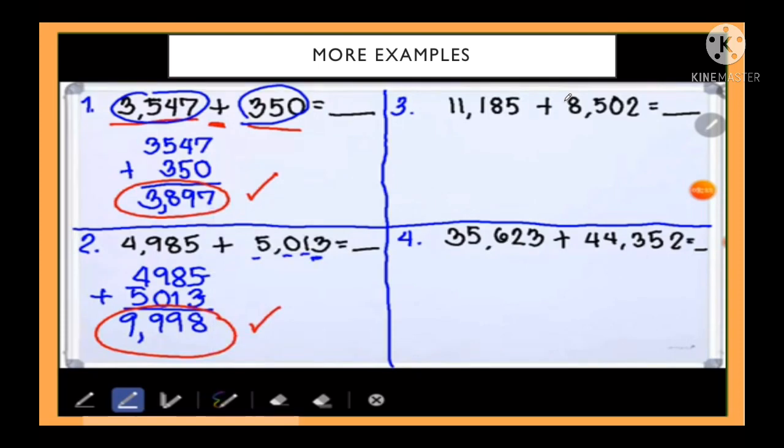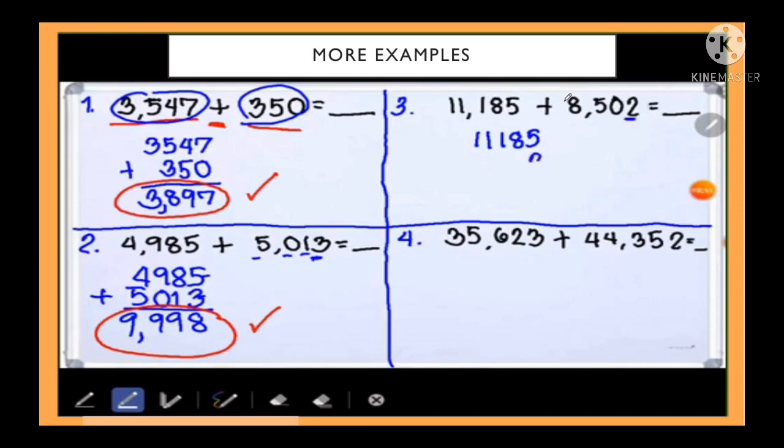Numbers we have 11,185 plus 8,502. Okay, so we will line up those numbers. I will start with 11,185, and then we will start here, right, on the ones place.